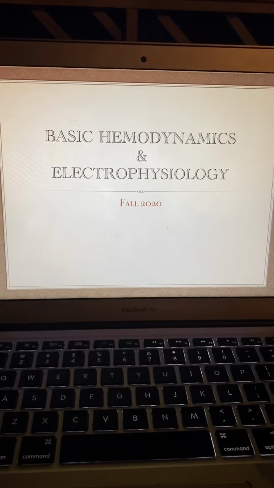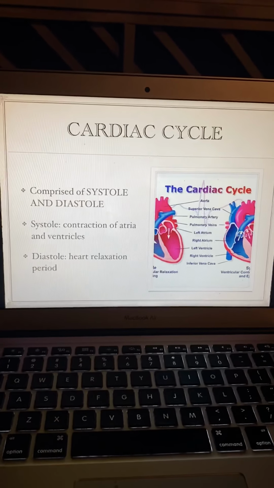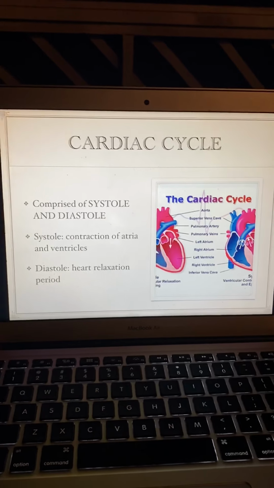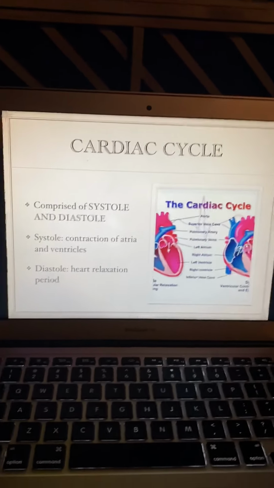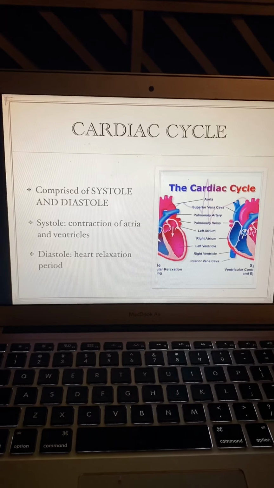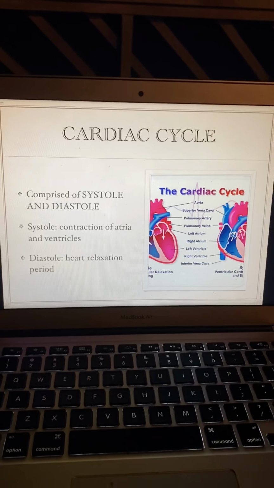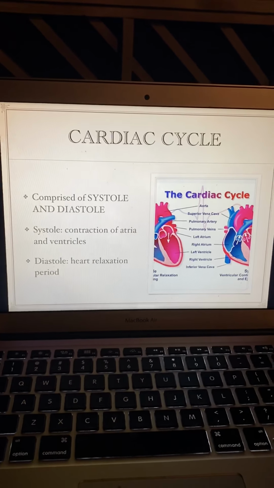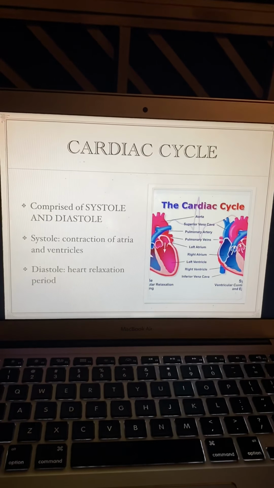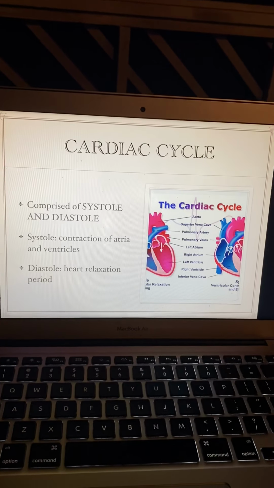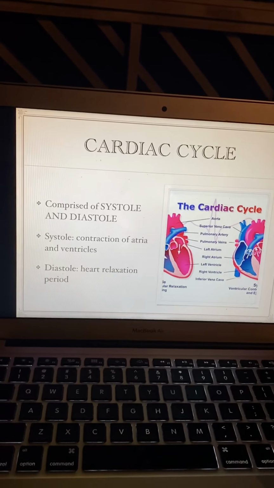and then electrophysiology. So first slide, we're going to talk about the cardiac cycle, which we've learned throughout nursing school is comprised of systole and diastole. Systole meaning the contraction of the atria and the ventricles, and then diastole meaning the heart's relaxation period. So when the heart is contracting and squeezing, it's having systole, and when it's relaxing and dilating to fill the ventricles and the atria, it's having diastole. So the resting phase and then the contraction phase.